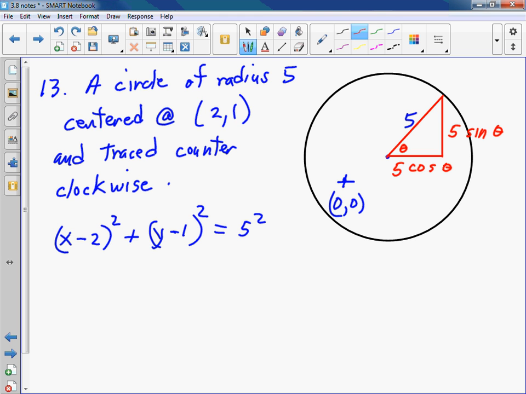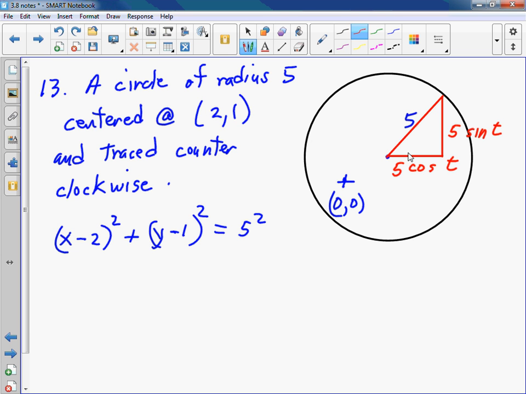And notice one other thing. In this instance, we don't have theta. We have t as our third parameter. So we're going to just say 5 sine t and 5 cosine t. And that will get us coordinates for any point on this circle.